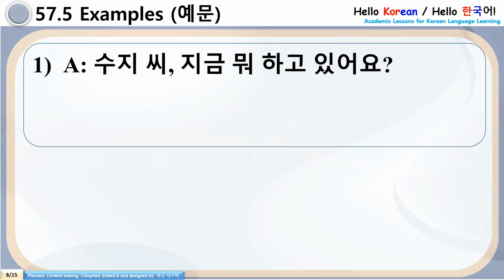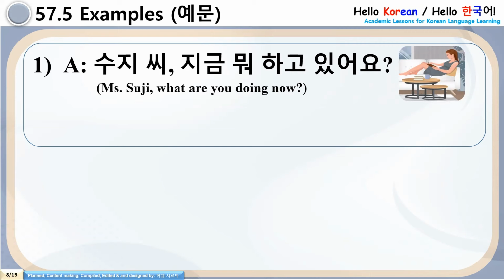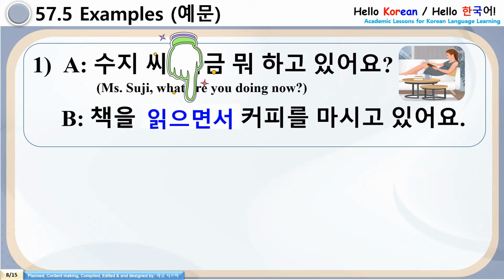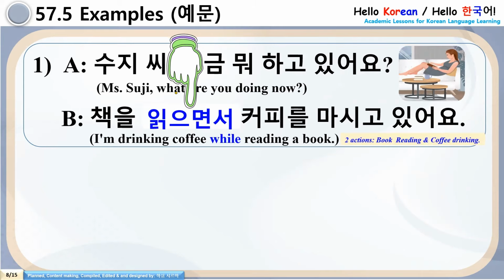It's time to see a few examples. See number 1. A: 수지 씨, 지금 뭐 하고 있어요? So see this situation, reading a book and drinking coffee. Answer is 책을 읽으면서 커피를 마시고 있어요. Please focus on the 으면서 grammar here. 읽으면서. While reading a book, I am drinking coffee. Are you getting the point, 여러분? What are the two parallel, simultaneous actions in this situation? Yes, book reading and coffee drinking.